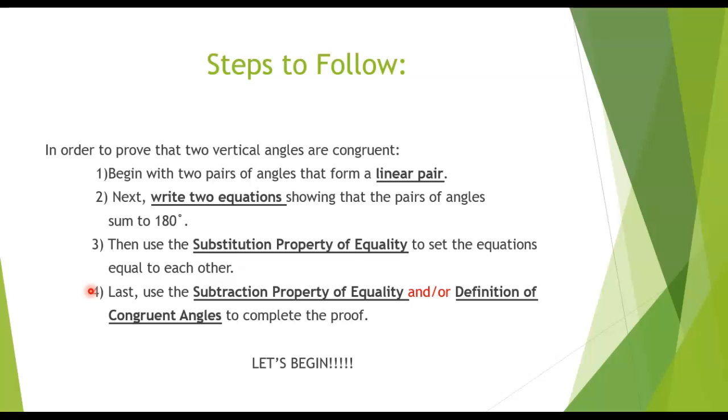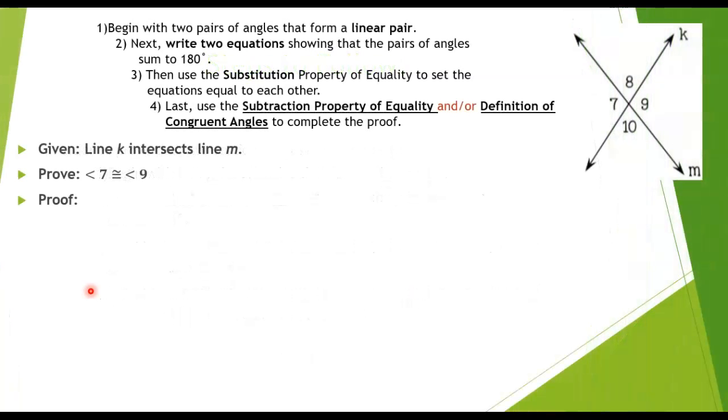So let's begin. Let's give one a try. Here we have two intersecting lines. Let's see what is given. Line K intersects line M. We have to prove that angle 7 is congruent to angle 9.